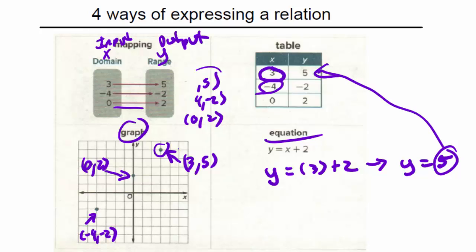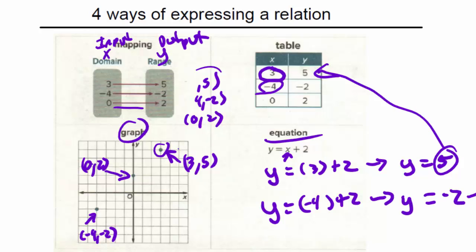I could do the same thing with the -4, so y is going to equal, we input the domain of x, which is -4, plus 2. So this is a rule that says add 2 to every x, and that's how you get the y. So the y then would equal a -2, which again, this one matches the same output.